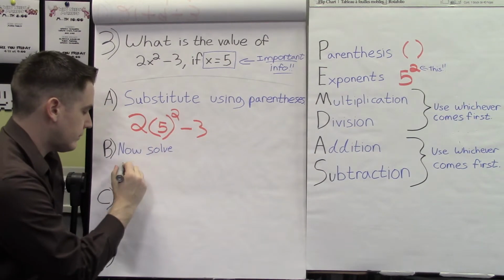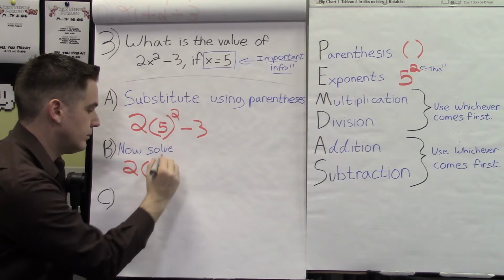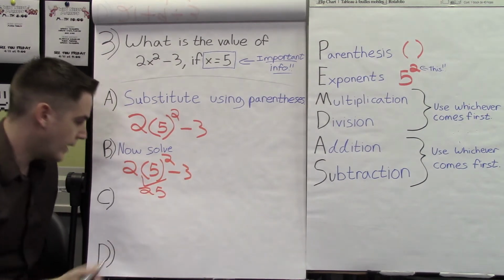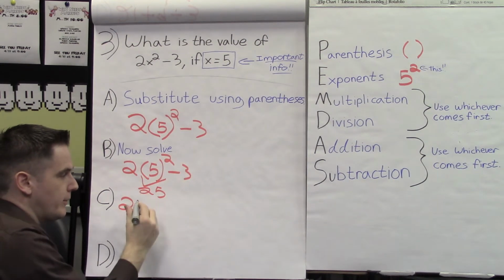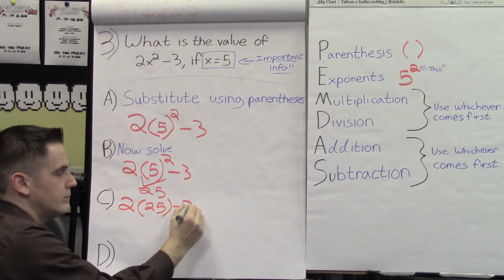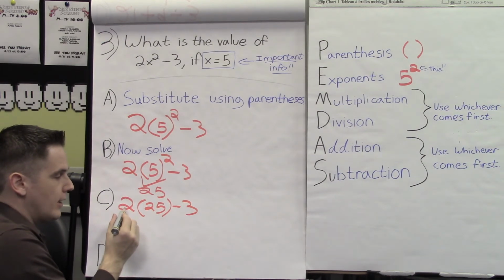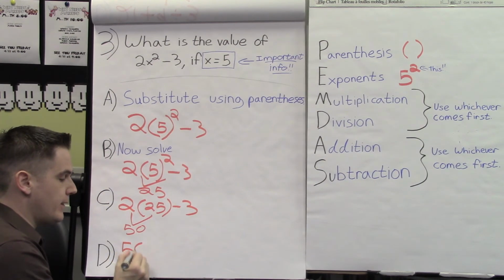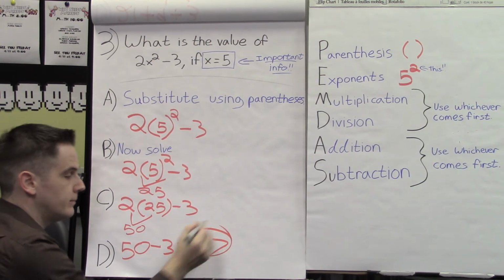Exponents first. And then that leaves us with 5 squared equals 25. And now multiplication, because we can't subtract yet. 2 times 25 is 50, leaving us with 50 minus 3 equals 47. Pretty simple.